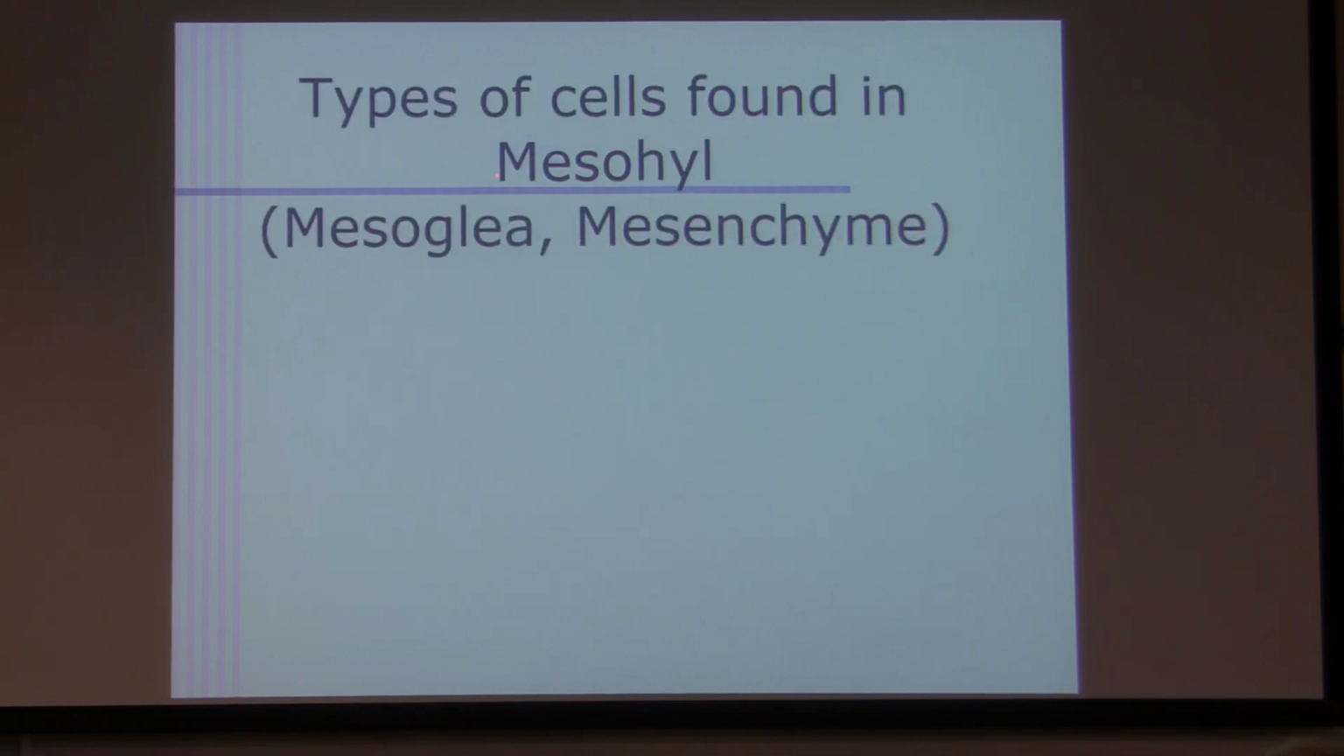Types of cells found in mesohyl, and I show you guys a picture. The mesohyl, mesenchyme, mesoglea, three names for one thing.